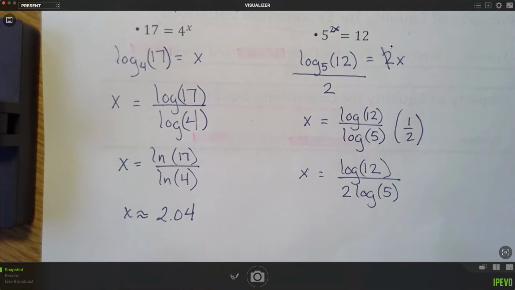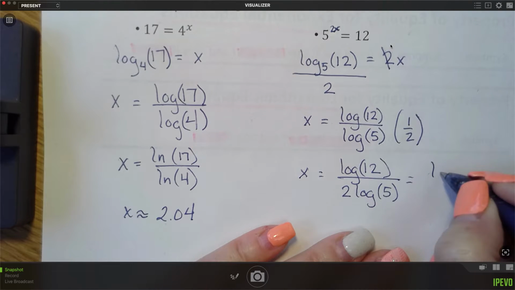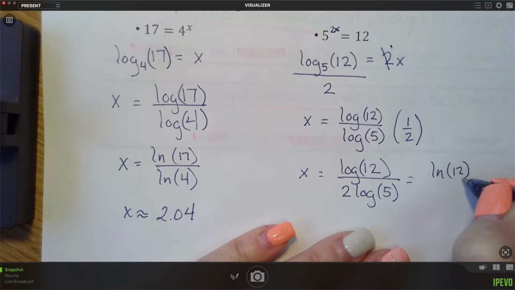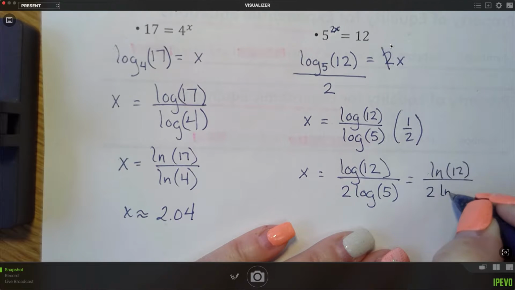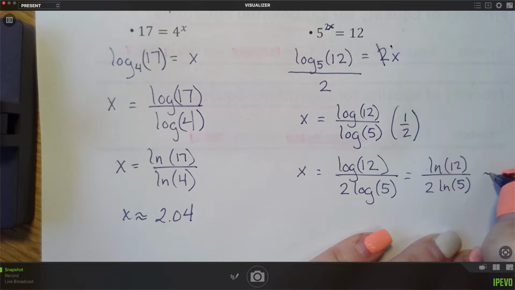Okay, so sometimes you'll have things like that. And again, I could do natural log as well. Yes? So the natural log of 12 over 2 natural log of 5. I know our pre-calculus book does natural log all the time, and I tend not to use natural log unless I have an e involved, but it doesn't matter. So approximately 0.38. Okay.